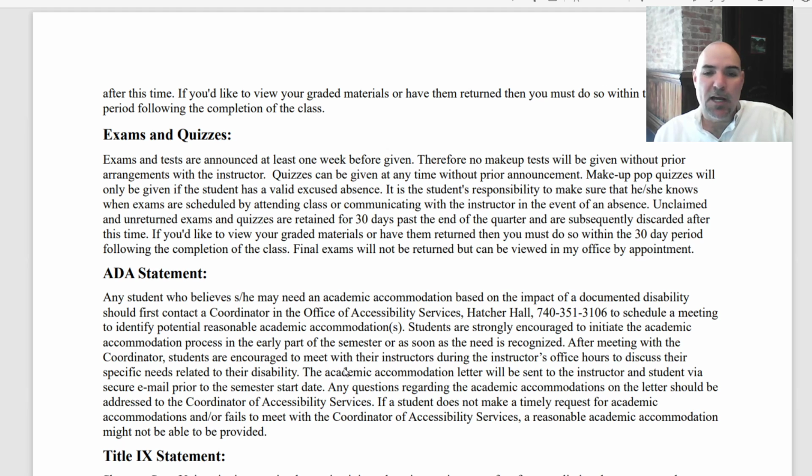Just like if you have a job, it's your responsibility to go to work. With this class, it's your responsibility to go on those 2 days a week, check the course site, look at the material, take the quizzes when they're there, complete the assignments when they're posted by the deadlines and so forth.